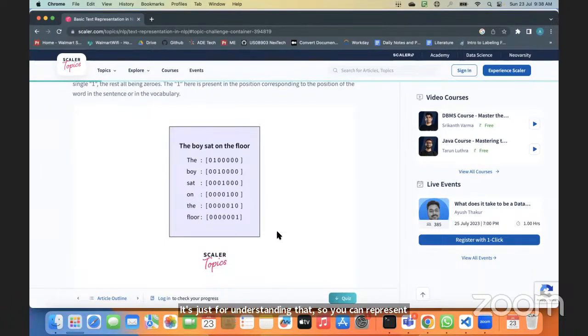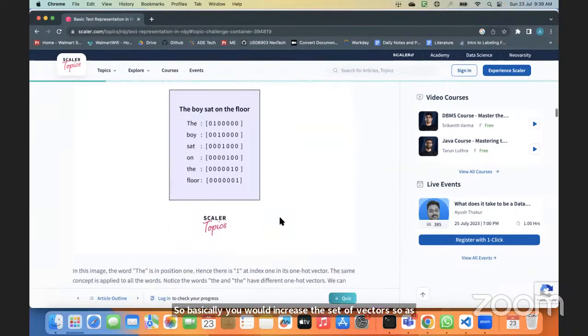So the idea that we can borrow from one hot encoding is that each word can be represented as a vector. If you have another sentence, let's say, the girl sat on the floor, and you want to create another one hot encoding or any other vector representation, what would you do? You would just add a girl, right? Because sat on the floor is already there. So basically you would increase this set of vectors, increasing your representation size.